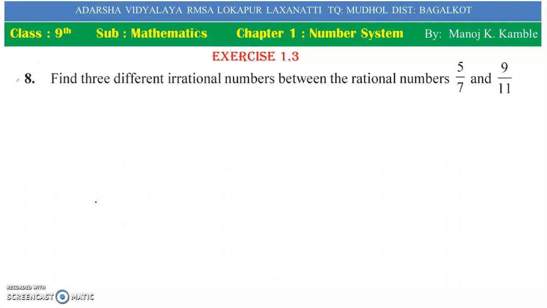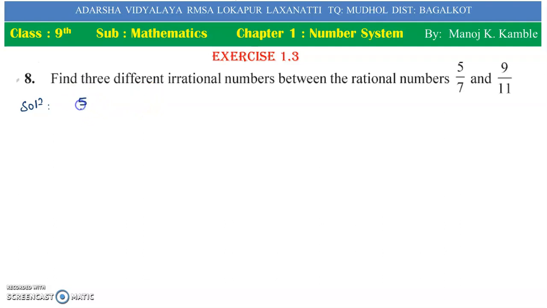Exercise 1.3, main question number 8: Find three different irrational numbers between the rational numbers 5 divided by 7 and 9 divided by 11. Solution: here they are asking us to write three different irrational numbers between the given 5 divided by 7 and 9 divided by 11.